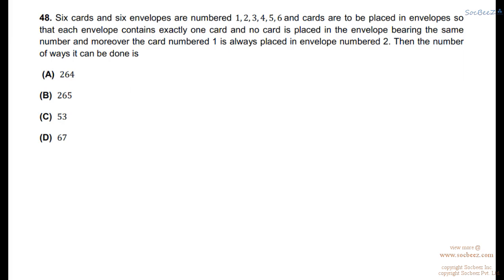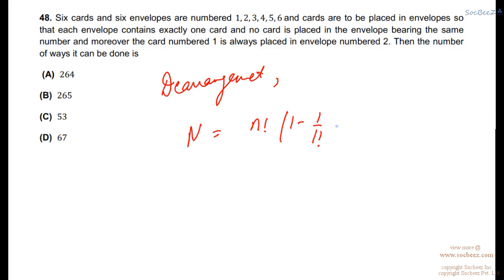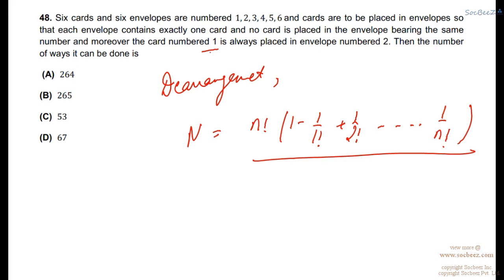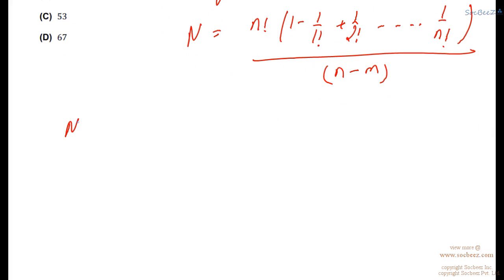Then the number of ways it can be done is, well, this is a very simple problem, just a case of derangement. We know that the expression for derangement is, if N is the number of ways, then capital N is equal to factorial n times 1 minus 1 upon 1 factorial plus 1 upon 2 factorial, and this goes on up to 1 upon n factorial, upon the condition that is n minus m. Here in this case m is 1.